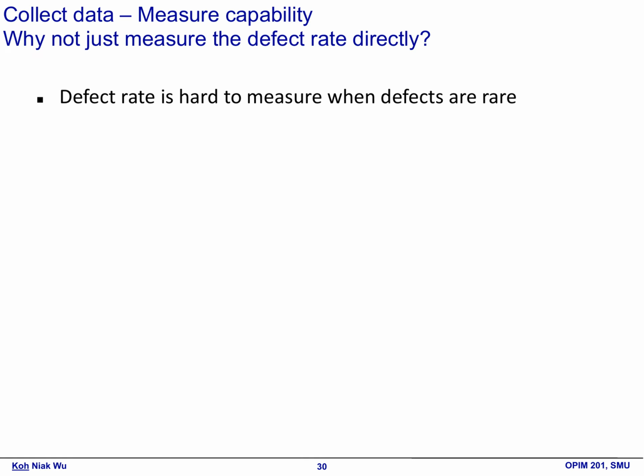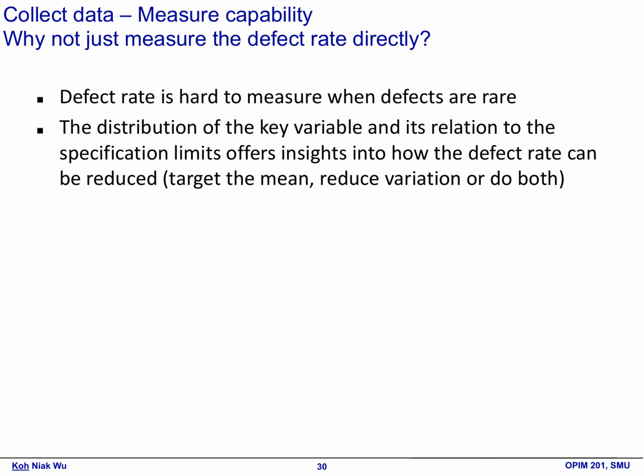In understanding defect rates, it's important to grasp their significance in quality control. Defect rates are challenging to measure, especially when defects are infrequent. This makes tracking them difficult. We often look at the distribution of the key variable. This involves comparing it to specification limits. By doing so, we gain insights into how to reduce defects. We can focus on targeting the mean, altering the variation, or both.